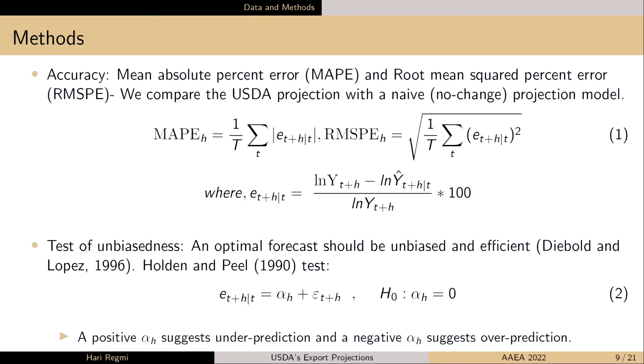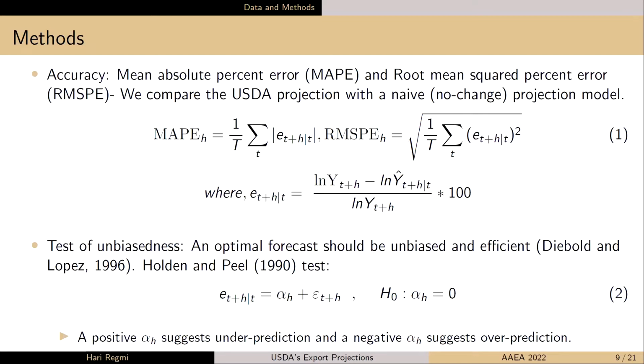Mean absolute percent error is not sensitive to outliers, whereas root mean square percent error is sensitive to outliers, if there are any outliers in the data sets. Then I test for unbiasedness. Based on the rational expectation hypothesis, an optimal forecast should be unbiased and efficient. Unbiased means there is no systematic error. Efficient means the forecaster uses all the information available during the forecast.